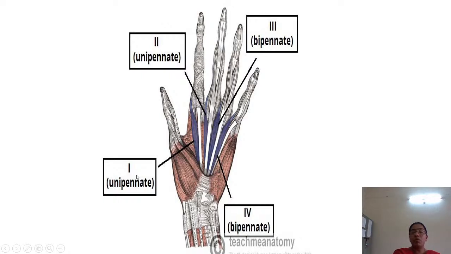In the palm, about four lumbricals are present: first, second, third and fourth from the lateral to the medial side. From the lateral side, the first and second lumbricals are unipennate, whereas the third and fourth are bipennate. Lumbricals are also muscles, but thin earthworm shaped muscles, and the name comes from their shape.